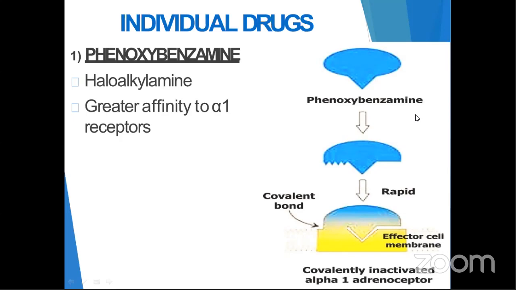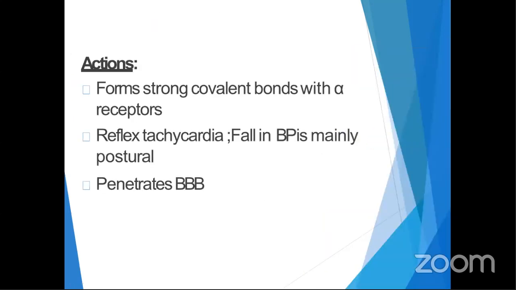Okay, so that is why we call it an irreversible type of blocker. Actions: as I've told you, it forms strong covalent bonds. So there will be reflex tachycardia and fall in BP. As I've told you, there is vasodilatation, so there is fall in BP. Now, why is there reflex tachycardia? As I've told you, it blocks alpha 1 as well as alpha 2.